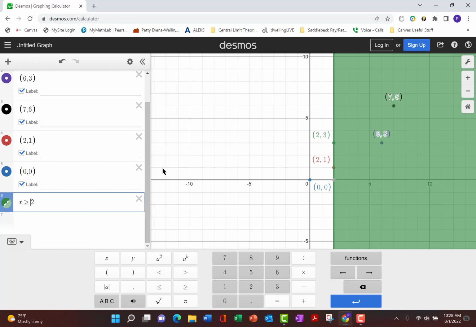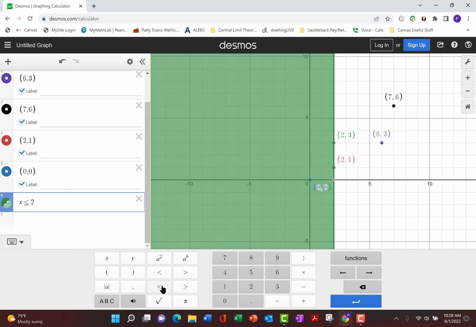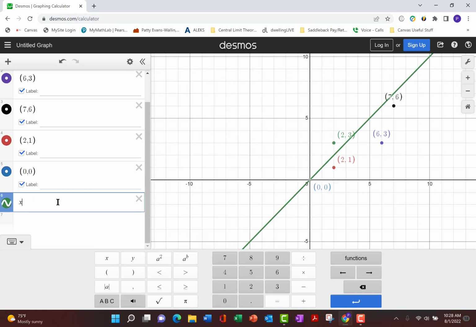What do you think would happen if we changed that greater than or equal to a less than or equal to? Well, let's do it. Notice that it shades all points to the left of the line, where the x coordinates of each point are less than 2. Now let's graph a horizontal line.